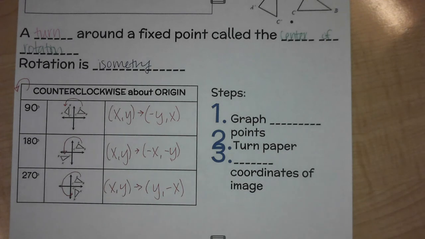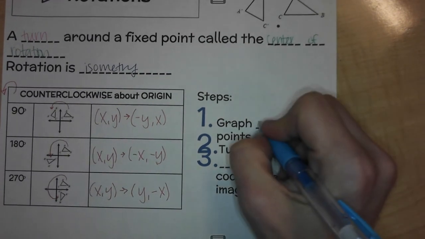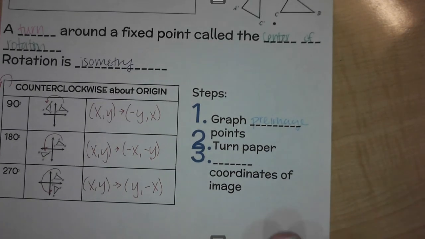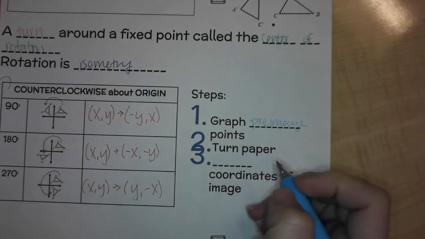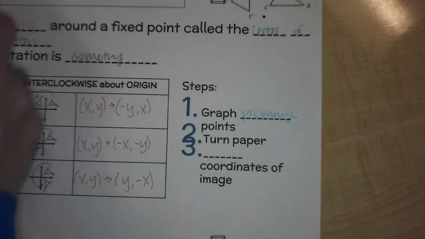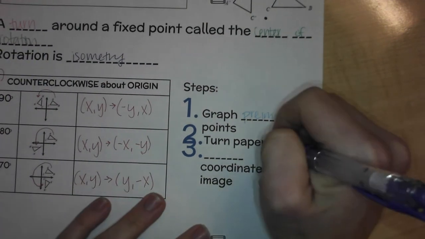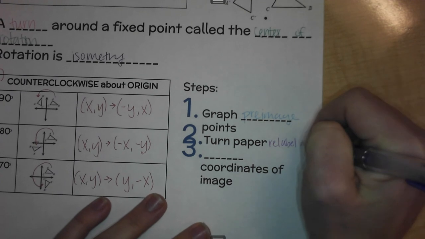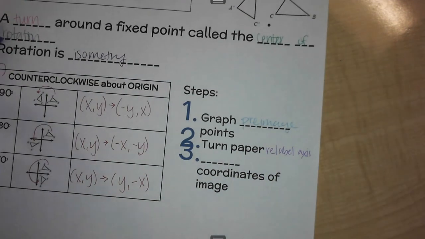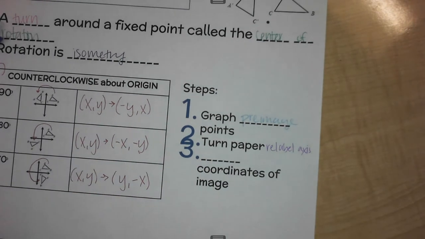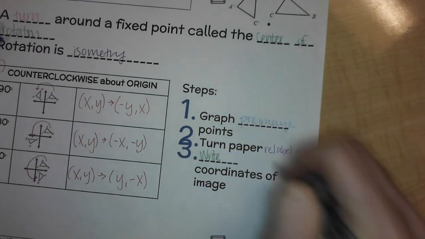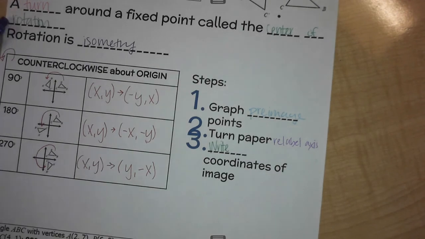So another way of doing this, especially if we have a paper copy, is we can graph the pre-image, just like always, and then we can turn our paper and relabel the axis. And then we can write the coordinates of the new image. So let's look at what I mean by that.